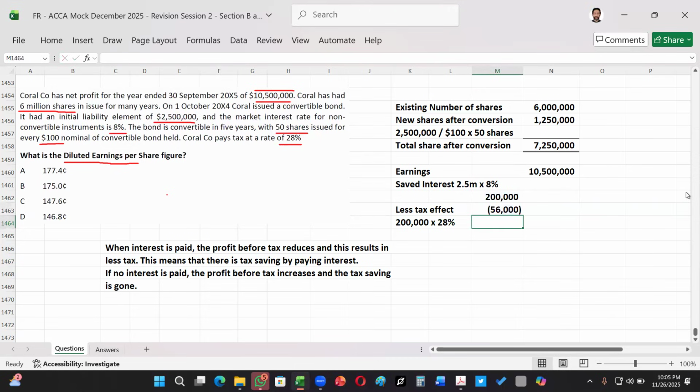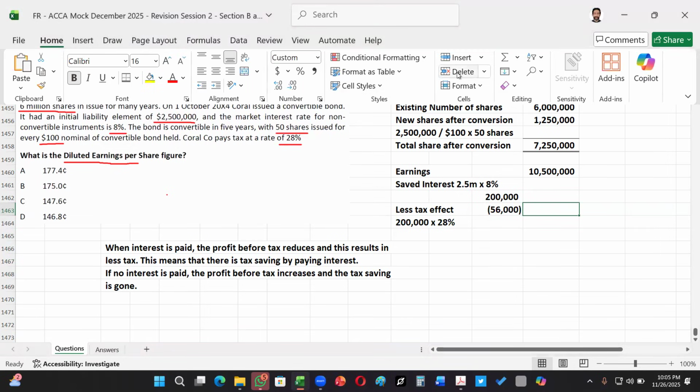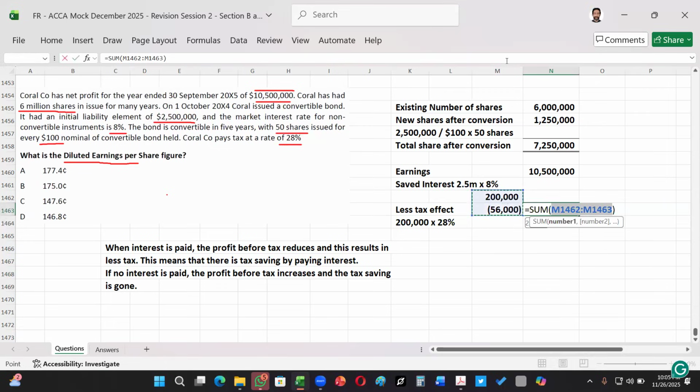So what is the figure afterwards? The afterward is going to be the real saving in interest. Okay, so let's sum these figures up to understand the value. So that is 144. Okay, so this is the actual interest saved. We saved the interest of 200,000, but the thing is, there was less tax saving. Okay, so the earnings, the restated earnings figure, so we say the updated earnings figure is the sum of these two, which is going to be this plus this. So that is the earnings figure that we're going to take.